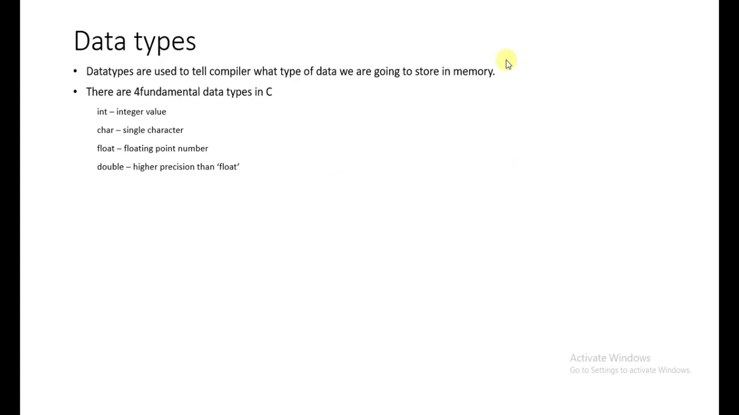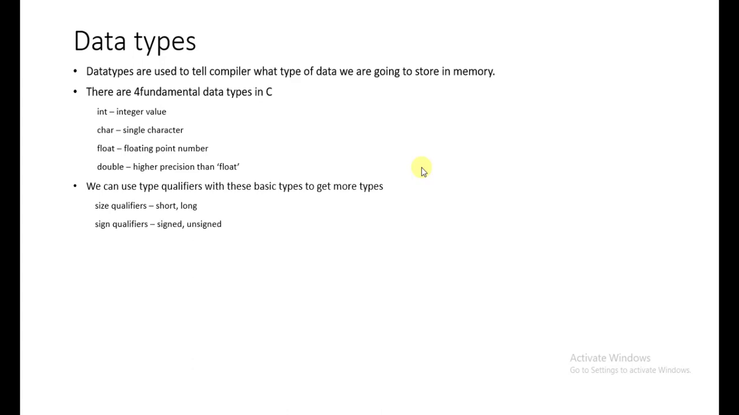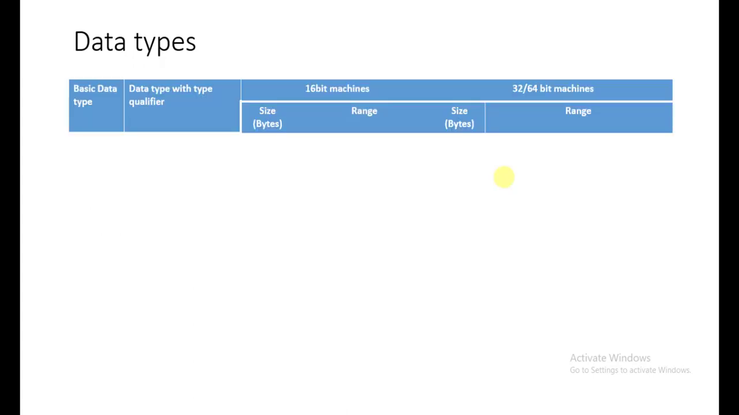We can use some type qualifiers with these basic types to get more types. Qualifiers available in C are size qualifiers, which are short and long, and sign qualifiers, which are signed and unsigned. These 4, short, long, signed, unsigned, are keywords. Finally, let us see what data types are available in C after using type qualifiers with the basic types. The basic data type is char, with the type qualifier signed. By default, char is nothing but signed char only.